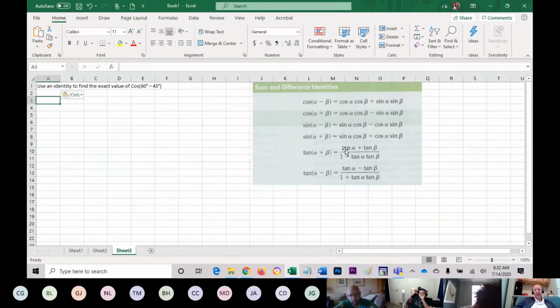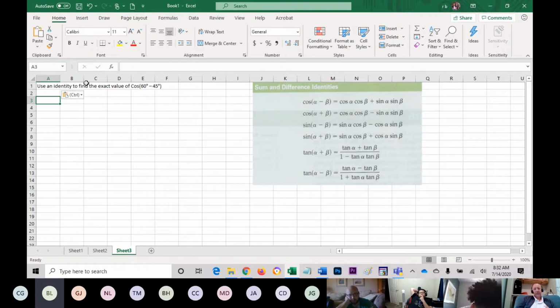Which of these 6 identities would you think would be most helpful? 1, 2, 3, 4, 5, or 6? Oops, sorry. Mic was on mute. Sorry. It would be the first one. The first one, right? Okay, so using 60 and 45 as alpha and beta, tell me what to write here.